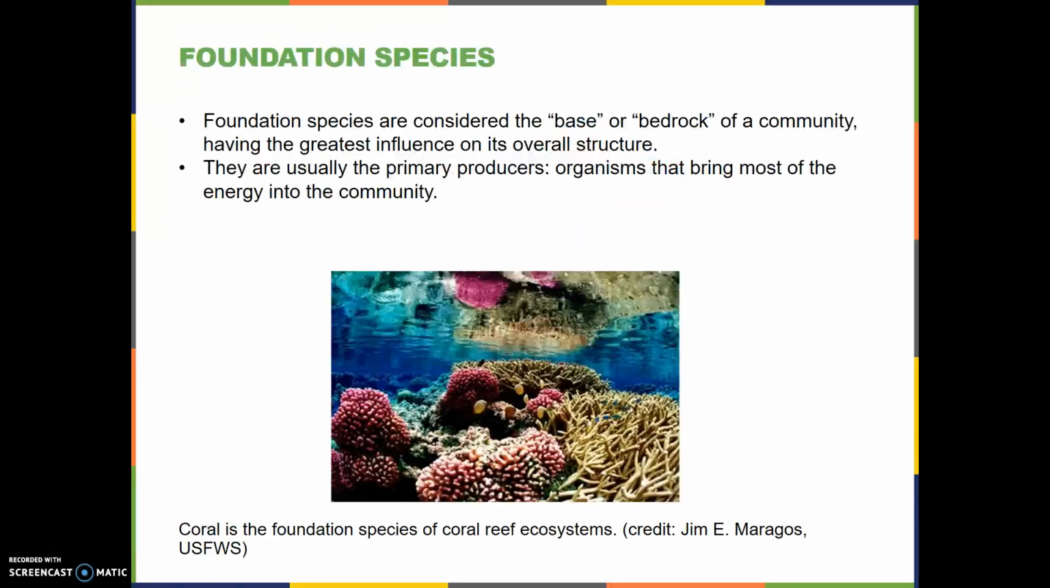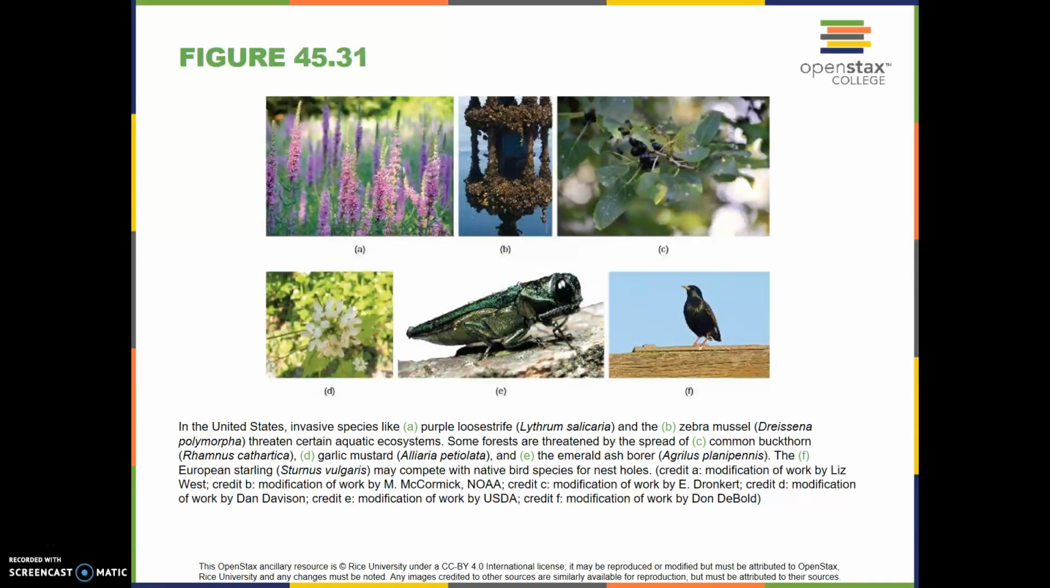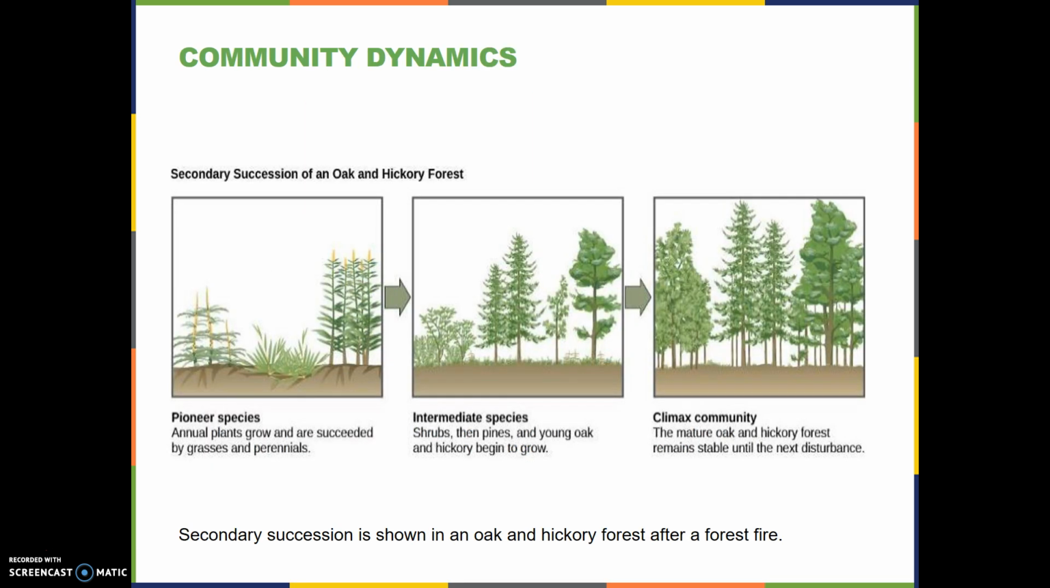Okay, so let's move back to where we were. Okay, so these are just invasive species that come in and take over an area because they have no competition since they originated somewhere else. These mussels, as you can see, this one is the buckthorn. This is a garlic mustard plant. The emerald ash borer infects ash trees and can wipe out those ash tree populations. And then this is a bird, a starling that can outcompete native bird species. And another invasive species that's really common around here is kudzu.